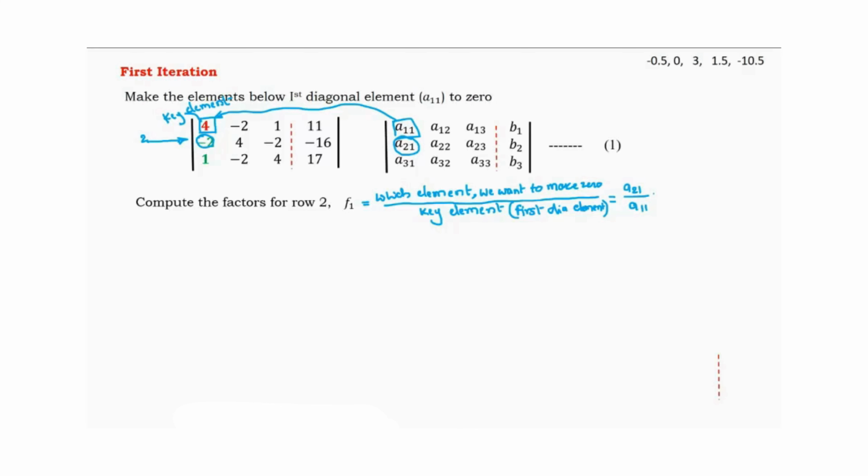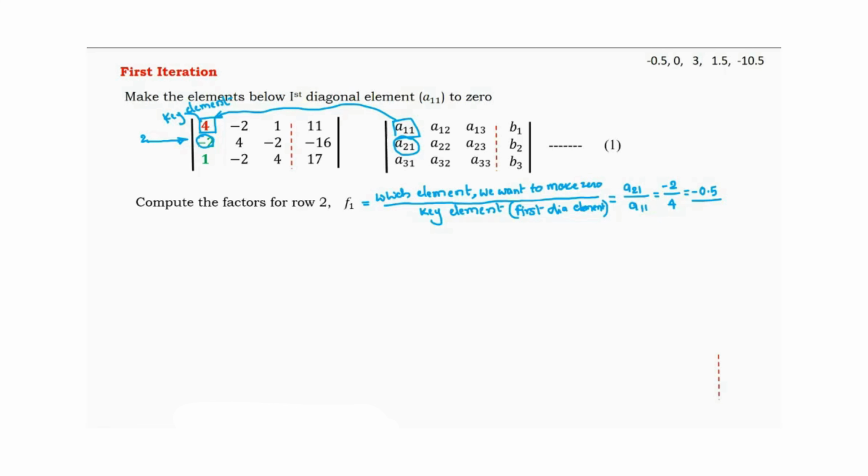So you can substitute the value now. What is the A21? A21 is -2 and A11 is 4. So that is equal to -0.5. So now we have computed this factor. First of all, you have to do this task. Once you have computed the factor, the next, what do we have to do? We have to make this element 0.